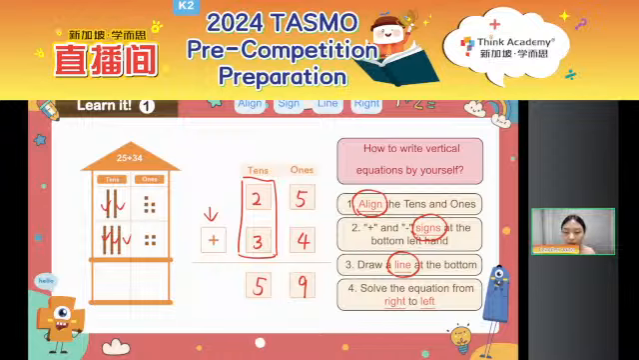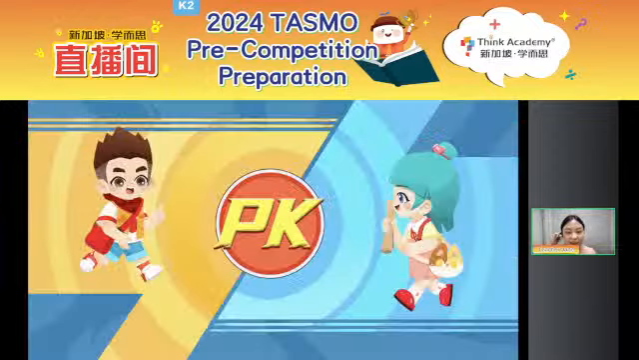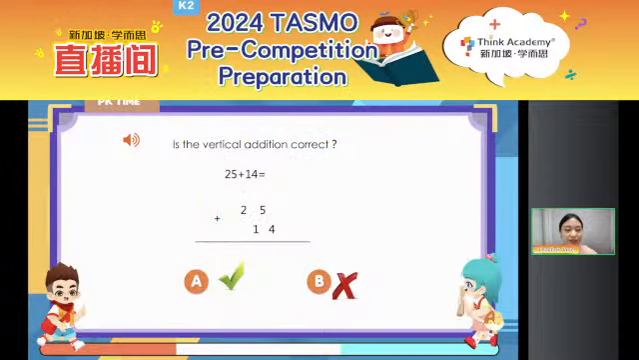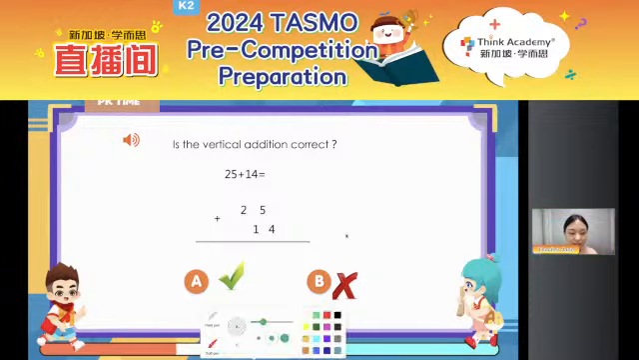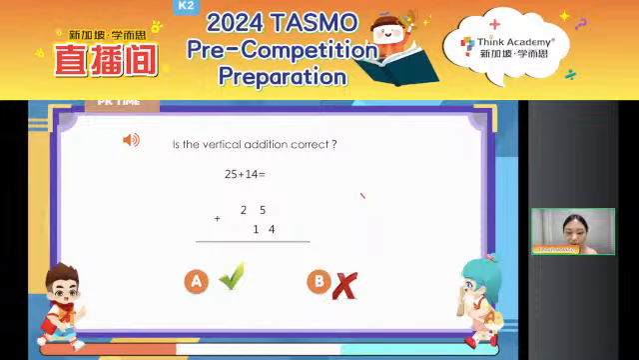Okay, then let's do a PK game time. Everyone, you ready? Let's go. We can see that. Is this vertical addition correct or not? Yes or no? A or B, which one do you want to choose?